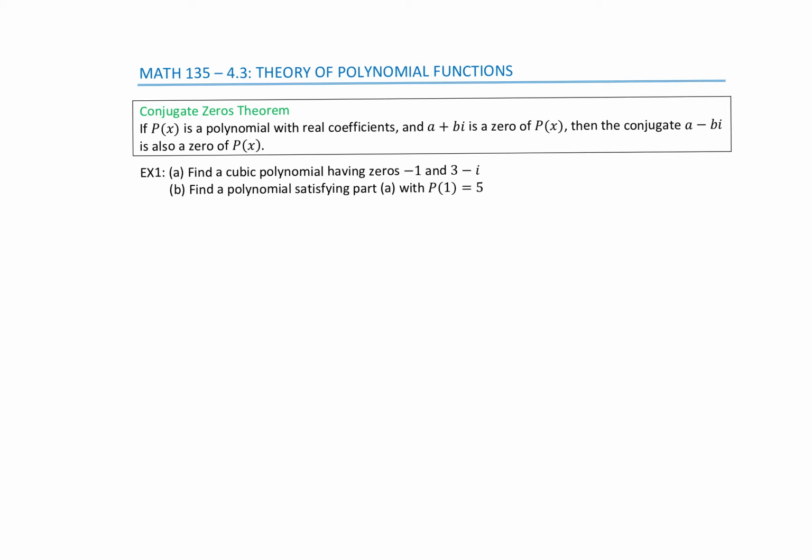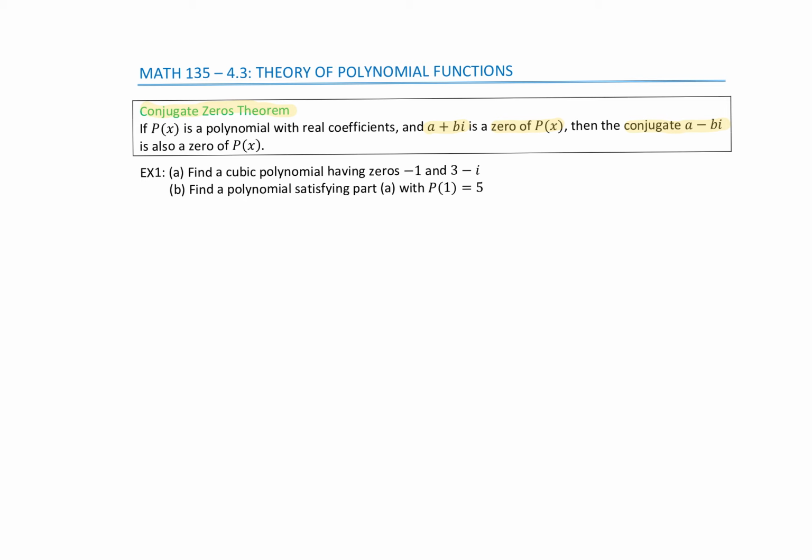In 4.3, we're going to continue on with some more properties of polynomials. Now remember, the goal here basically is to be able to factor our polynomials so that we can locate the zeros. This first theorem we're going to look at is what we call the conjugate zeros theorem. And all it says is that if a plus bi is a zero of our polynomial, then the conjugate a minus bi will also be a zero.